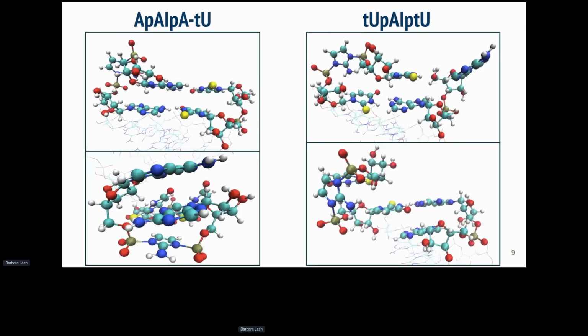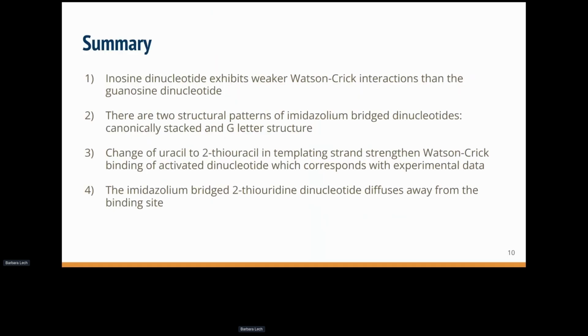And the last system, when I activated thio-uracil, the dinucleotide, I'm sorry. In this case, something really interesting is happening, because the dinucleotide is just diffusing away from the binding site. And still, as you can see, for example here, it can maintain canonical interactions between nucleobases, like here, but it ends up somewhere in the middle of the double-stranded RNA structure. And that was all of the results which I wanted to show you.